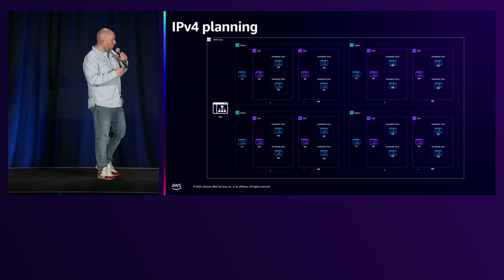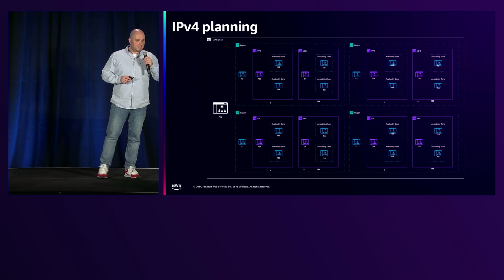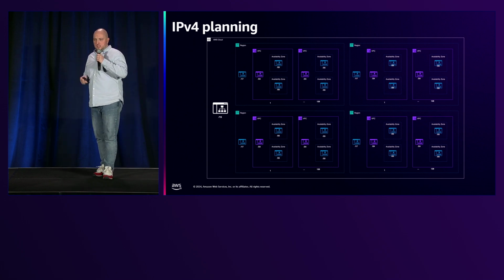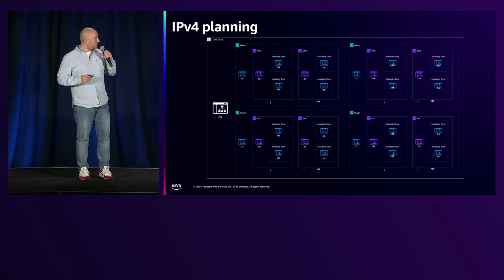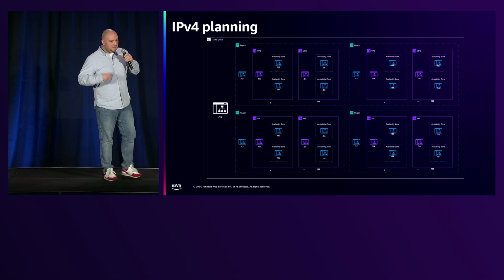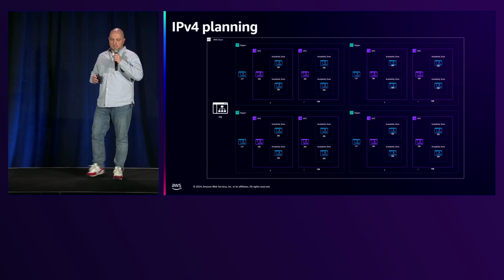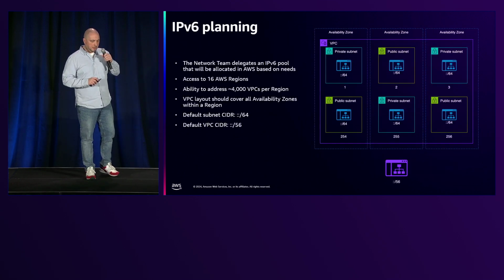As a result, we took a /15, and we delegated this into 4 /17s, one per region. Inside each region, we divided the /17 into 128 /24s, one per VPC, and every single /24 was divided into 2 /25s, one per availability zone.